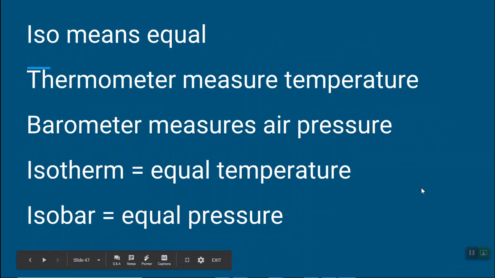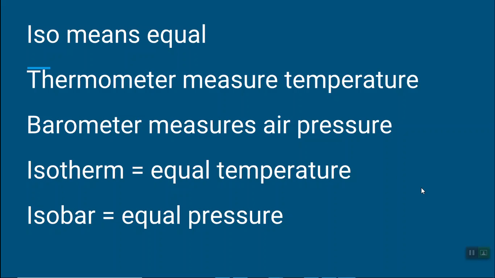Remember that the root word iso means equal. Also, you probably know that a thermometer measures temperature. A barometer measures air pressure. So if you know those three things, then you know the meaning of isotherm and isobar. An isotherm is a line of equal temperature. We did that on Monday or Tuesday. An isobar is a line on a weather map that shows equal pressure. That's what we did in class today.